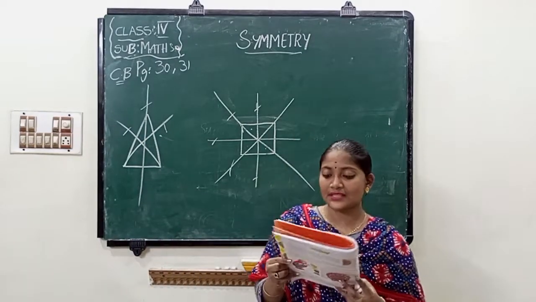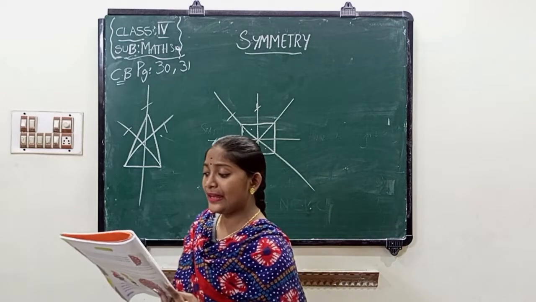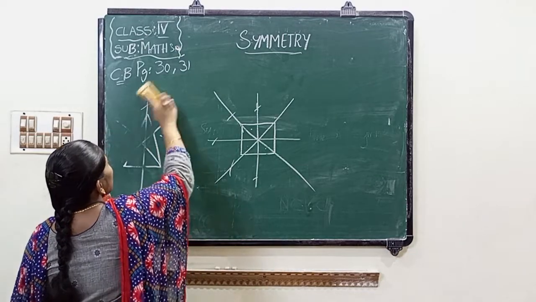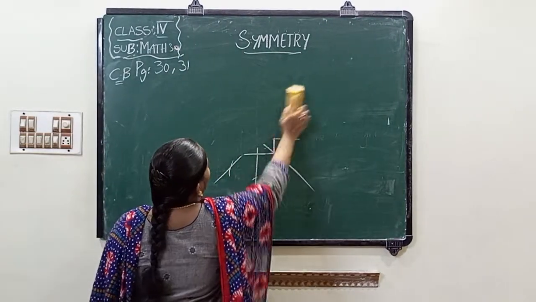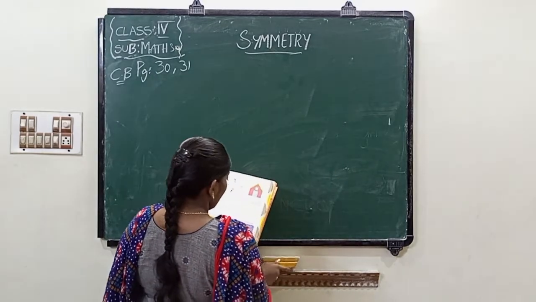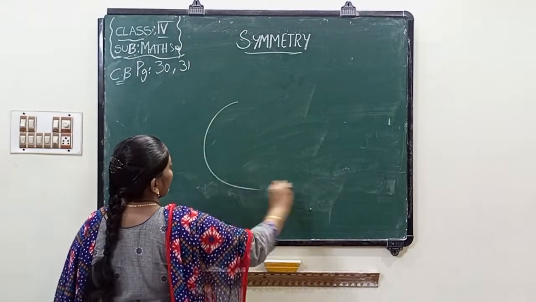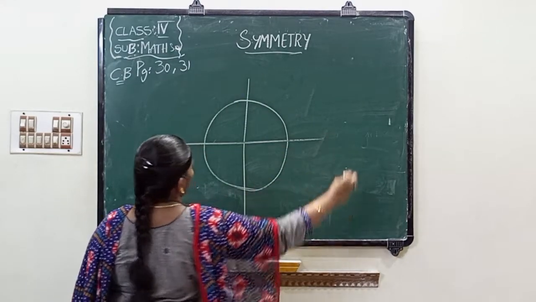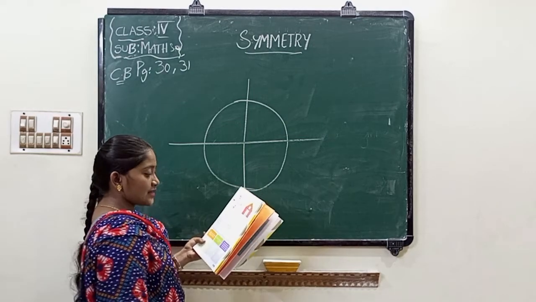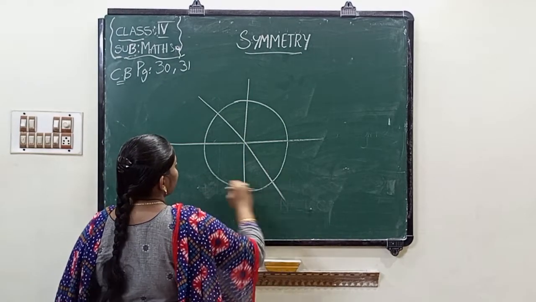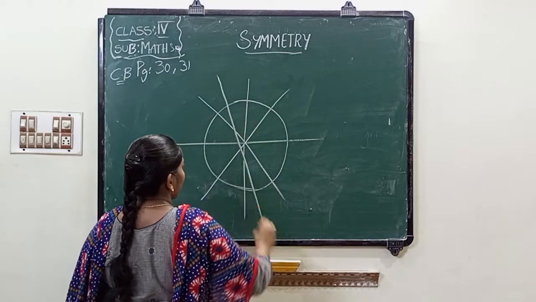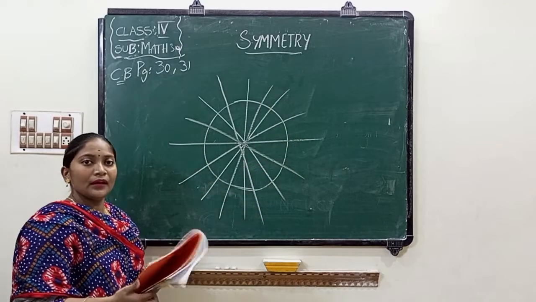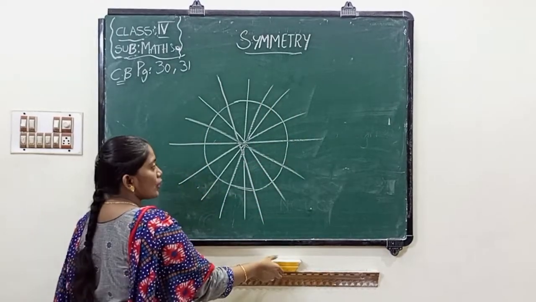Every line makes the circle into two symmetrical parts. Any number of lines of symmetry can be drawn on a circle. If I took a circle, two symmetrical parts will be there. Two symmetrical parts, 1, 2. Now, any number of symmetrical lines like this, like this, in different forms can be drawn on a circle.